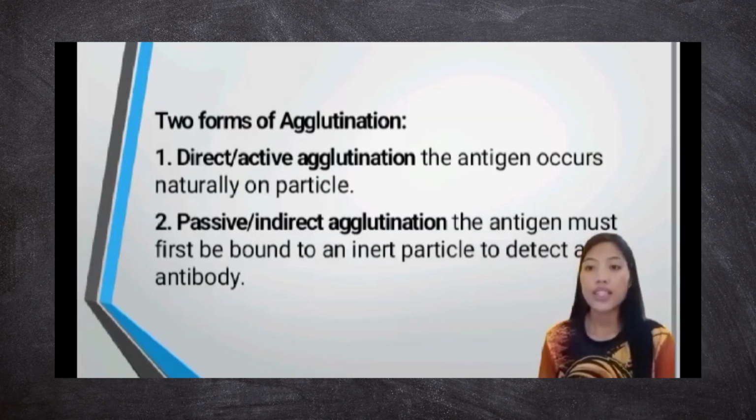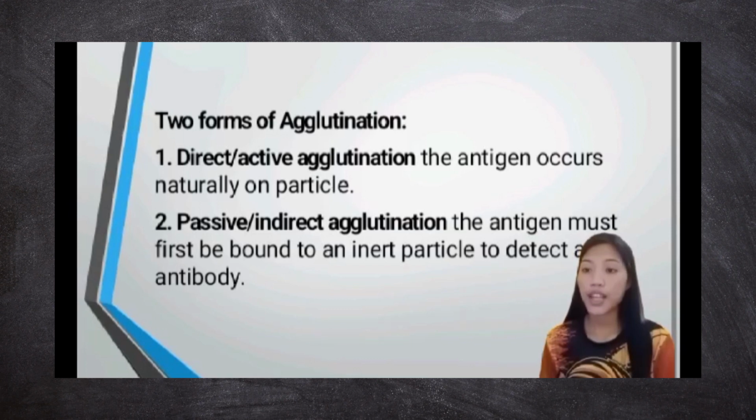So there are two forms of agglutination. First is direct, or active, agglutination, where the antigen occurs naturally on the particle. And second, passive, or indirect, agglutination, where the antigen must first be bound to an inert particle to detect an antibody.